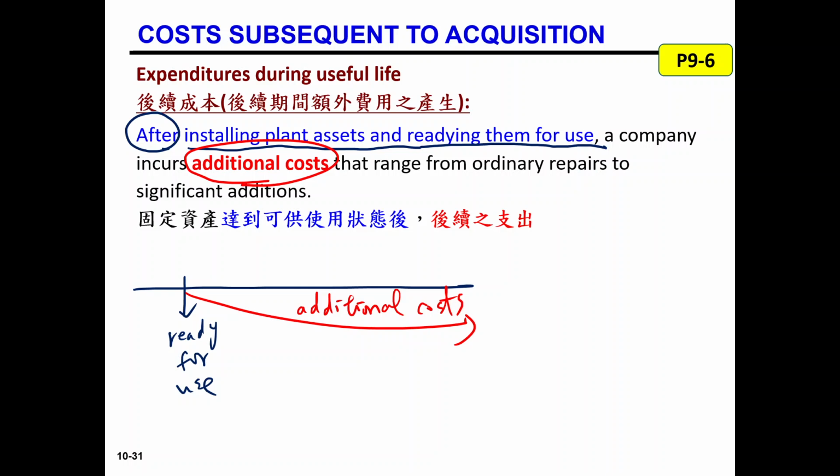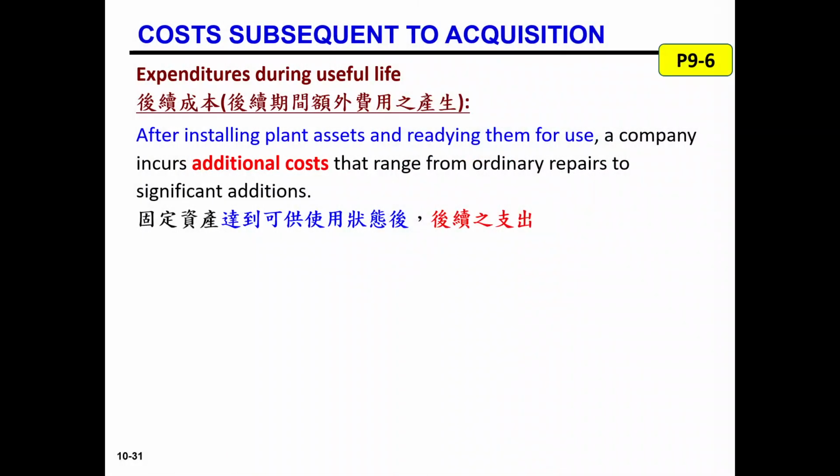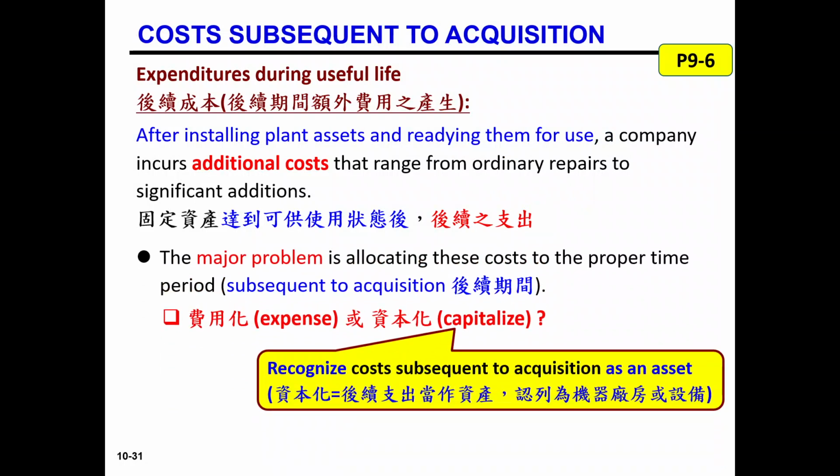that's your expense. Okay? So it depends on whether you have a future economic benefit. If no future economic benefit, we will record it as expense. If the money you spend has a future economic benefit, then we will record it as assets. So remember, when we talk about capitalized 资本化, it means record it as your assets.